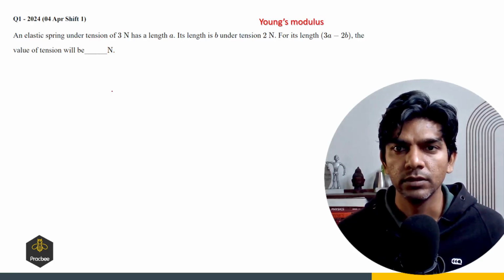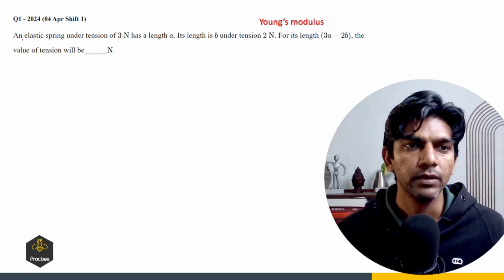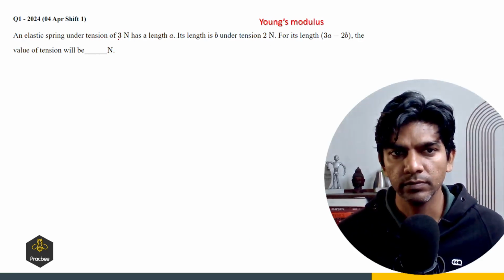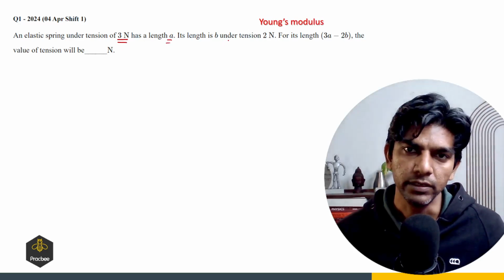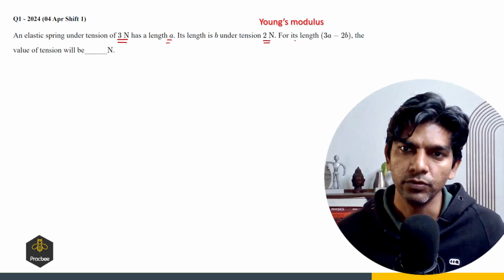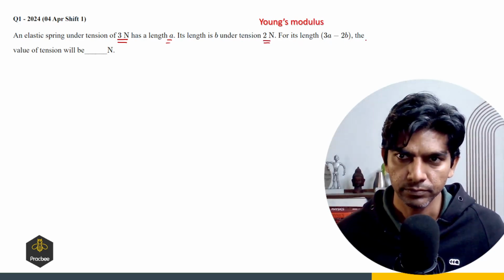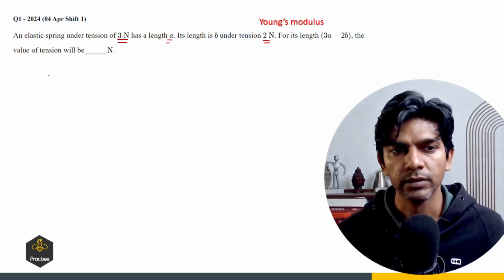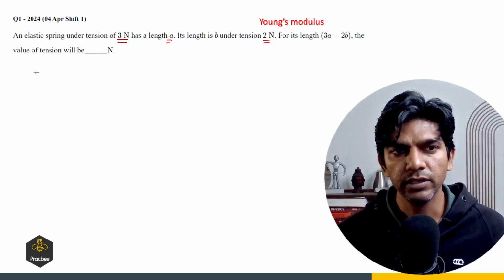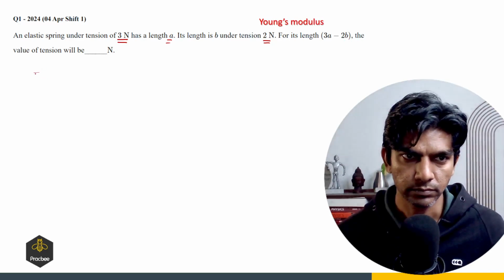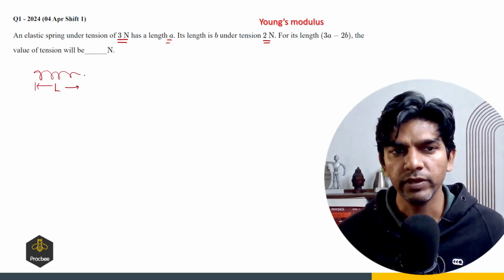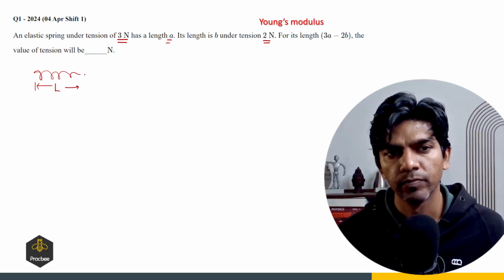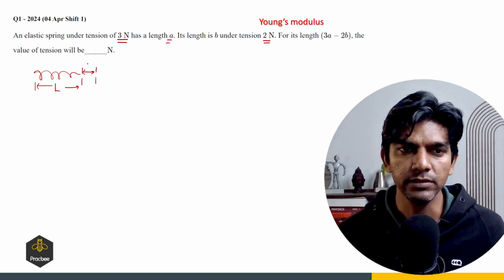Now let us see the next problem based on the same problem type. An elastic spring under tension of 3 Newton has a length A. If the length is B under tension 2 Newton, for its length 3A minus 2B, the value of the tension will be? So let us say the original length of the spring is L, and when we exert a force of 3 Newton, the increase in the length is L1.